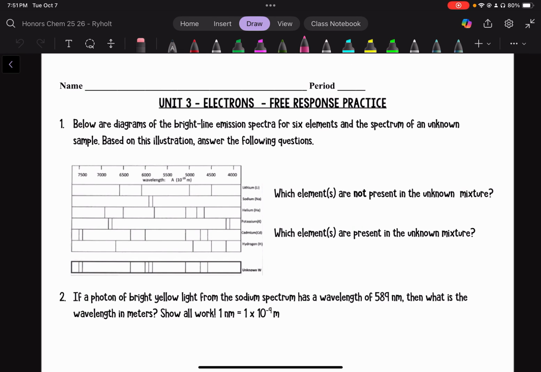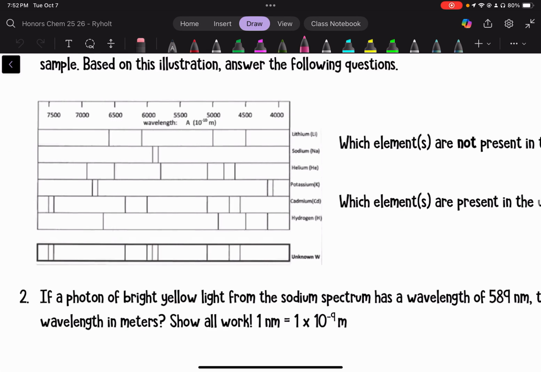Let's pretend Miss Ryholt was accused of a crime. Not really. If I have been accused of a crime, and all of my fingerprints are not present at the crime scene, I'm probably off the hook. It's kind of the same thing with these emission spectra. If all of the emission spectra are not present in our unknown sample, then we know that element cannot have been present in our unknown sample.